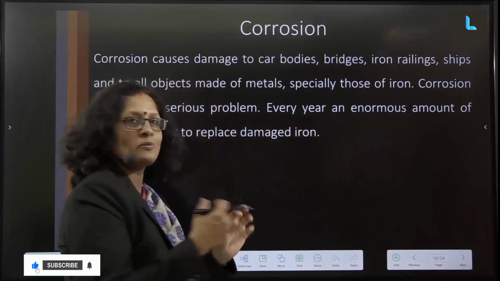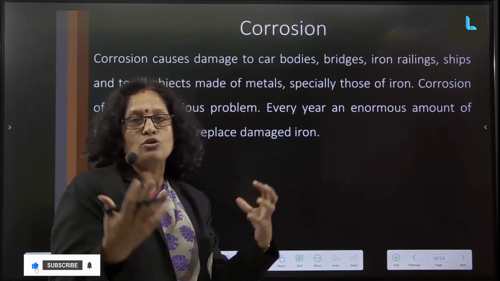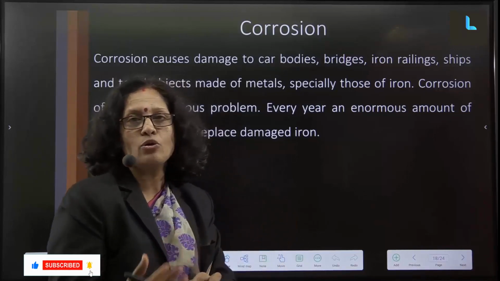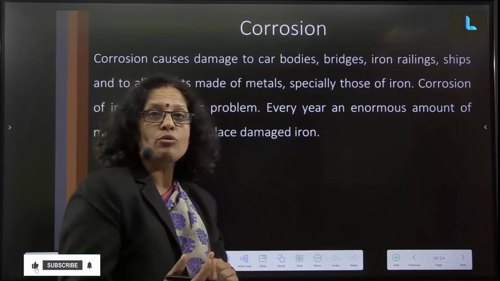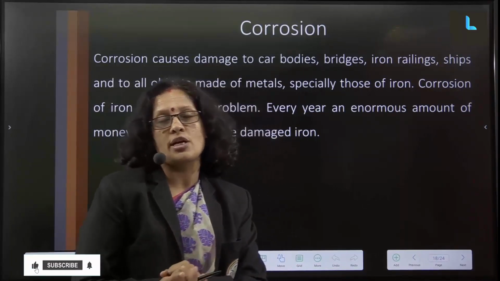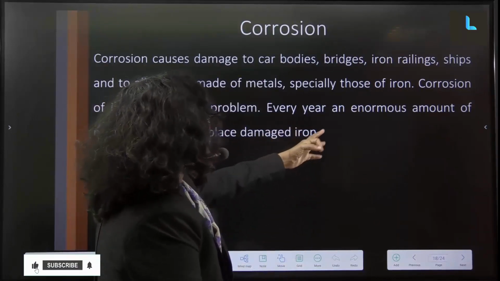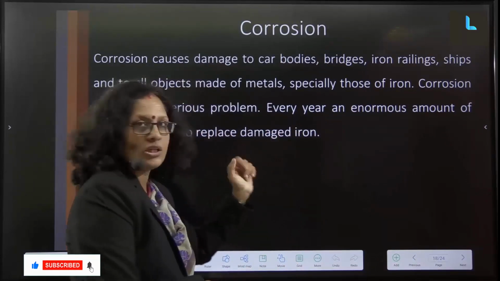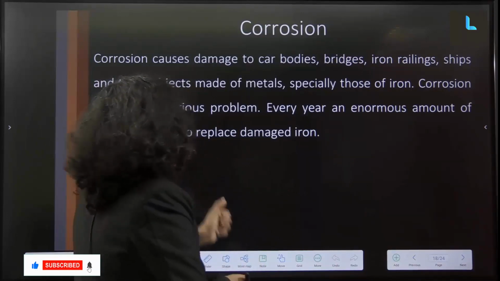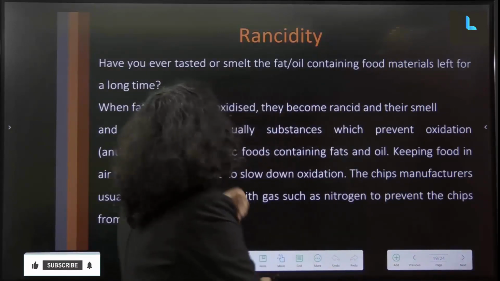Iron railings and ships also undergo corrosion, because the bottom part of a ship, which is made of iron to carry more load, will corrode when it is always in direct contact with water. Ships are generally in the sea, and sea water is highly salty water, so the salty water acts as an electrolyte. Corrosion will accelerate in that process. Corrosion of iron is a serious problem. Every year an enormous amount of money is spent to repair or replace damaged iron articles.